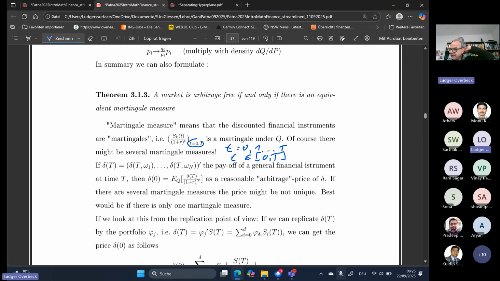This means if we have the payoff of a general financial instrument, which is also just a financial product, then we also should price this one. This should be a reasonable price. Because also S0, which is just the underlying, under a non-arbitrage condition, this is, as I said, a reasonable arbitrage price.